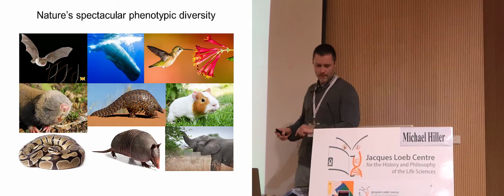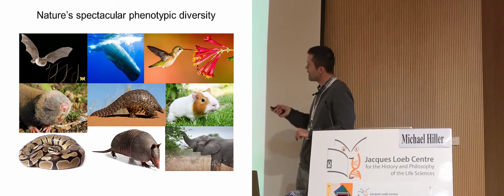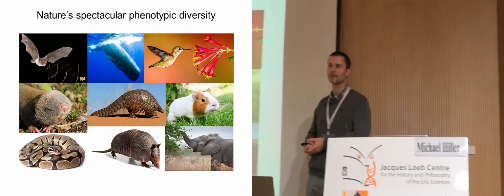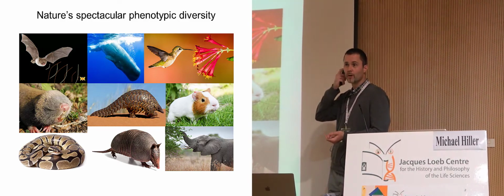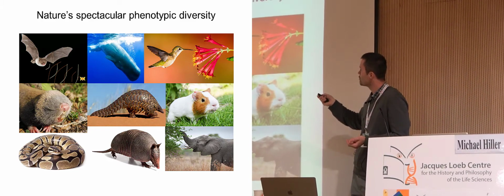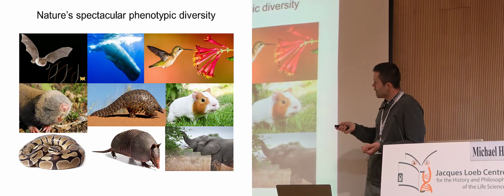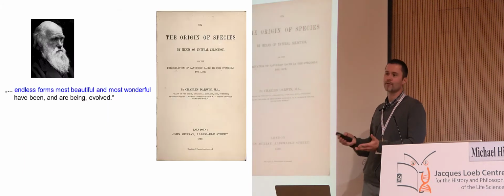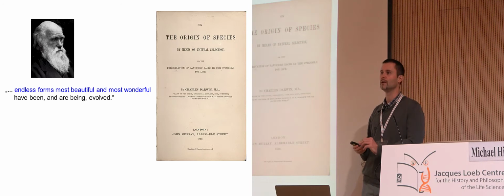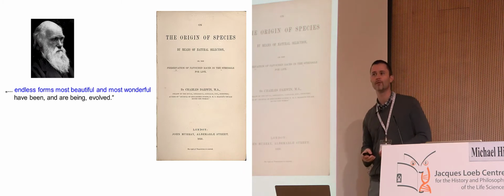Okay, so for me, one of the most fascinating aspects of biology is this great phenotypic diversity that evolution has produced, right? You can see here mammals that can dive for more than 1 hour. We have flying mammals, we have birds that can hover on the same spot. We have creatures with body armor, mammals that have lost eyes, or reptiles that lost limbs, etc. And I think that this diversity is probably what Charles Darwin meant when he concluded The Origin of Species, writing that endless forms, most beautiful and most wonderful, have been and are being evolved.